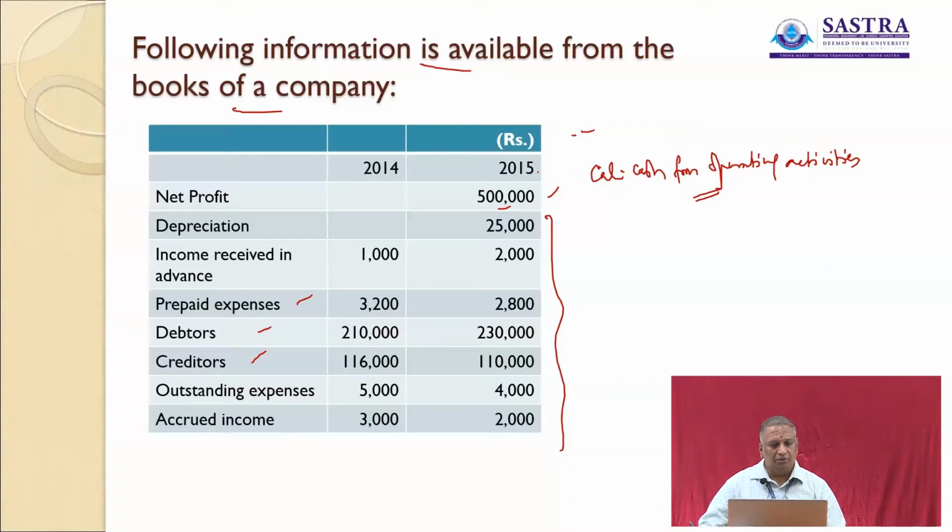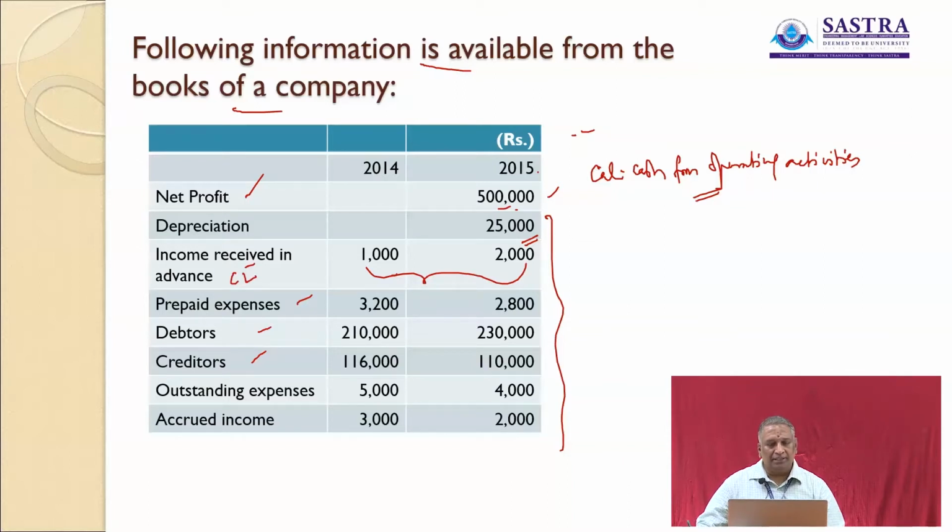This is the information. Just an income statement is given, that is after net profit. It's not in the form of an income statement given. Net profit for the year is given as 5 lakhs, and depreciation given as rupees 25,000. And all these details with regard to opening and closing balances of income received in advance. So let us first identify these items, whether they are current assets or current liability. So income received in advance is a current liability.